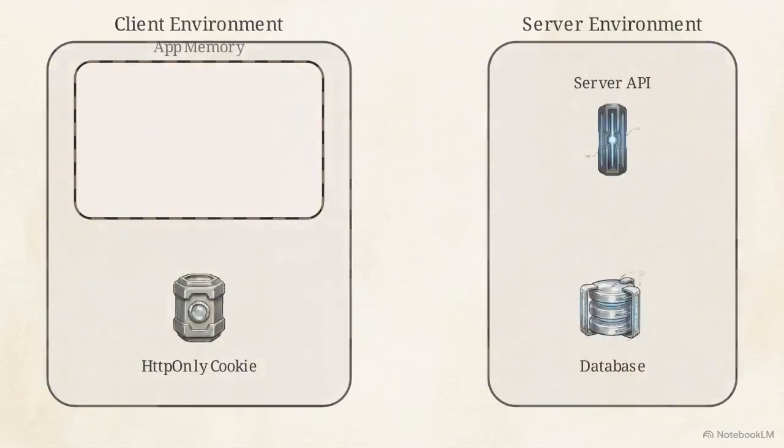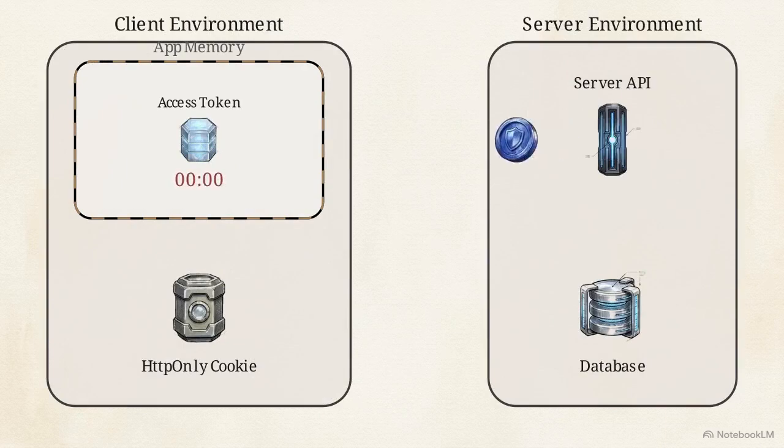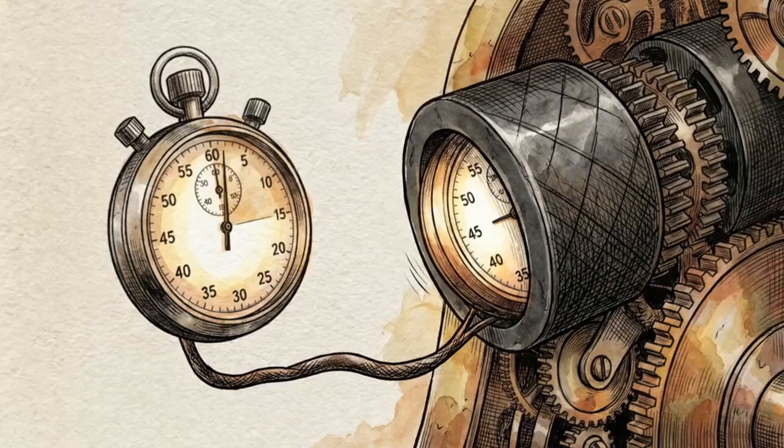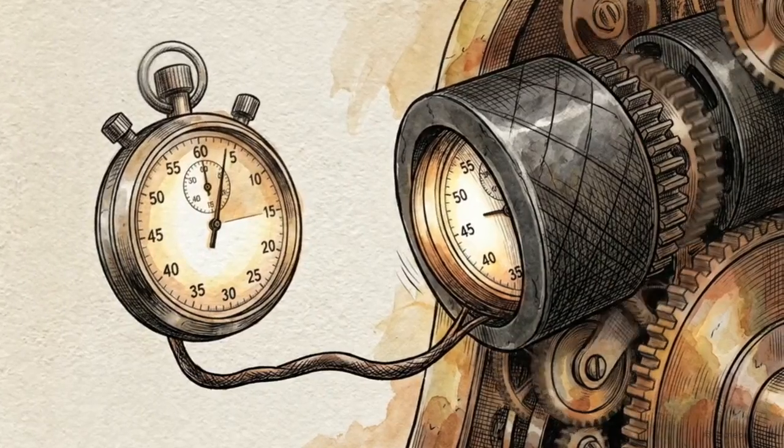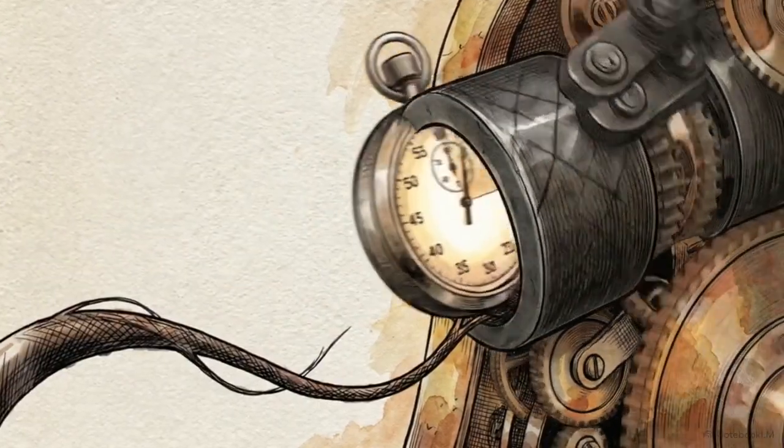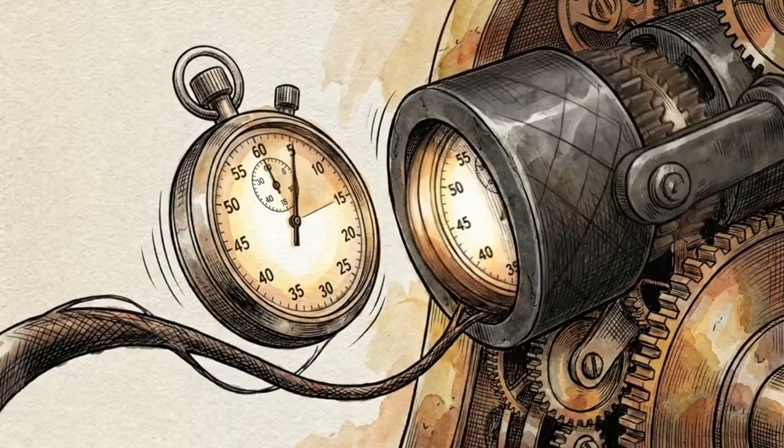The server issues a very short-lived access token that expires in 5 to 15 minutes. This is paired with a long-lived opaque refresh token stored securely in the database and an HTTP-only cookie. When the access token expires, the front-end uses the refresh token to request a new one, happening in the background without interrupting the user session.